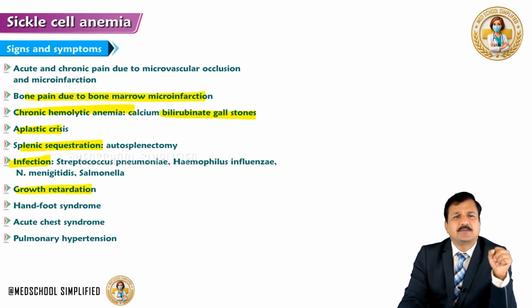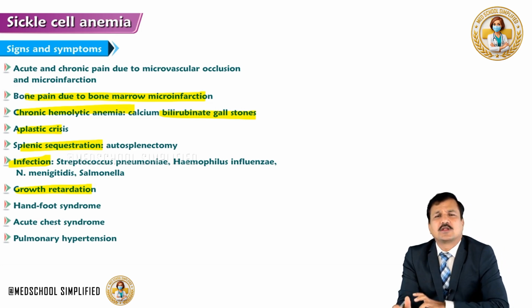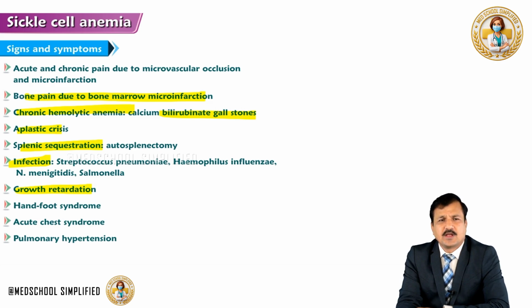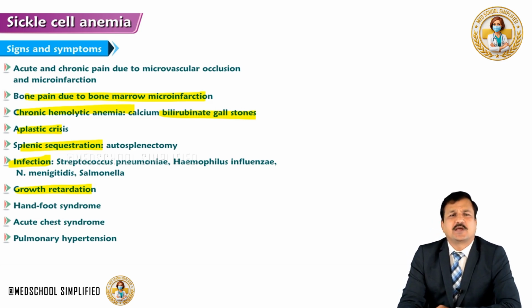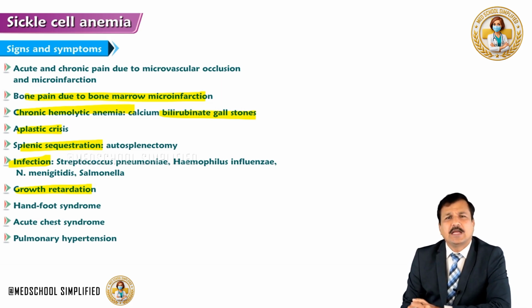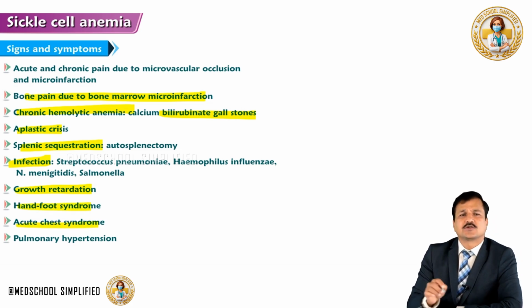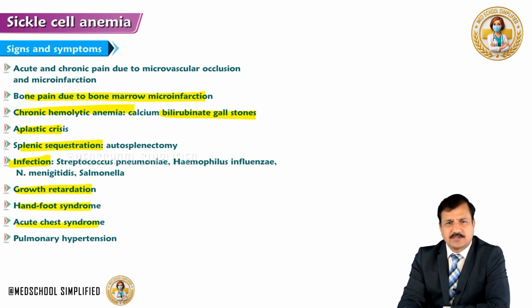Patients with sickle cell anemia may show growth retardation, delayed sexual maturation, and also they are underweight. Patients may show hand-foot syndrome, and this is a dactylitis presenting as bilateral, painful, and swollen hands and or feet in the children. Acute chest syndrome is also seen in sickle cell anemia patients.